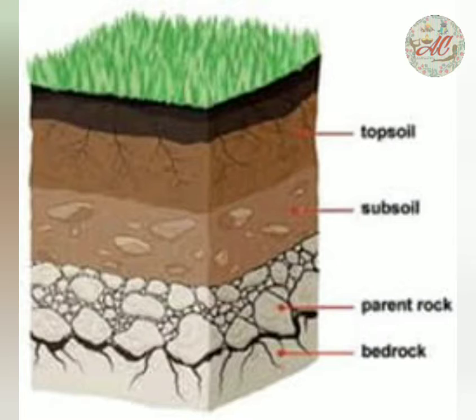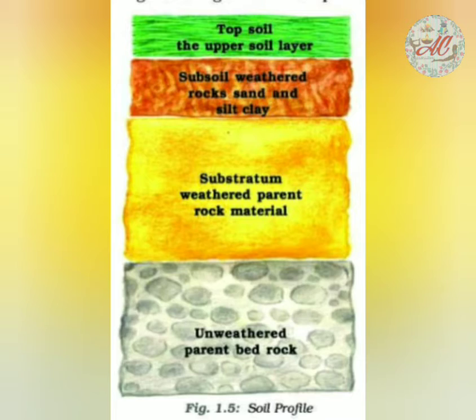So with the help of this diagram, I am explaining the soil profile. As you can see, it is the diagram of the soil profile. It consists of four horizontal layers: first, topsoil, the upper soil layer. Second is subsoil, weathered rock, sand, silt and clay. Third is substratum, weathered parent rock material, and fourth is unweathered parent bedrock.